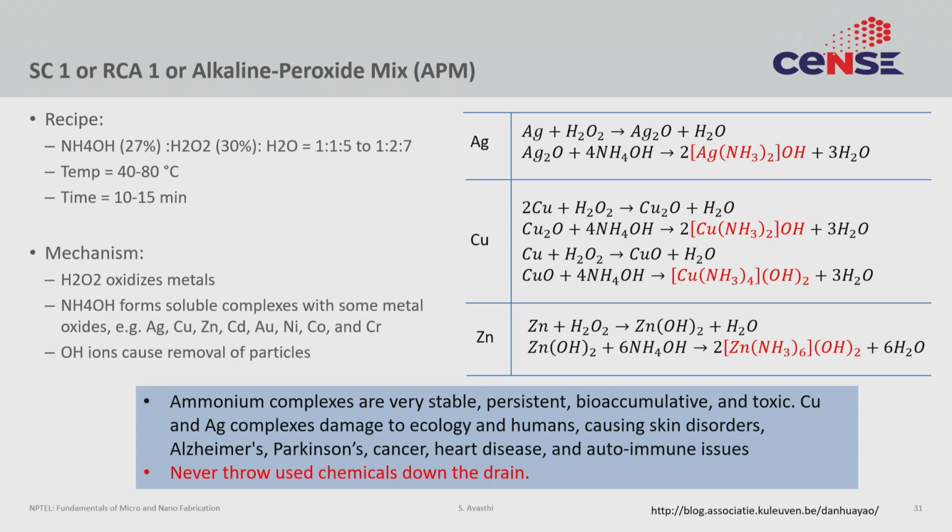They are bioaccumulative, they are persistent, which is that they are long lasting, and they are toxic. So especially if you have a lot of copper contamination or Ag contamination and you are using RCA to remove it, whatever you form needs to be treated as a hazardous waste. It should not be thrown away down the drain, it should not be thrown into the water supply or the sewer. It will cause things like Alzheimer's, Parkinson's, cancer, heart disease and autoimmune issues. It's a very, very bad chemical to throw in the environment. So please refrain.